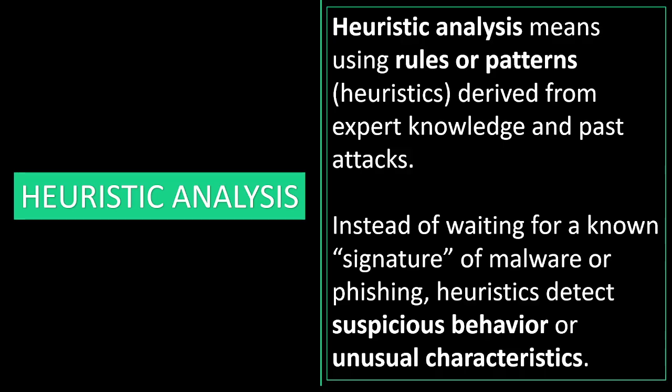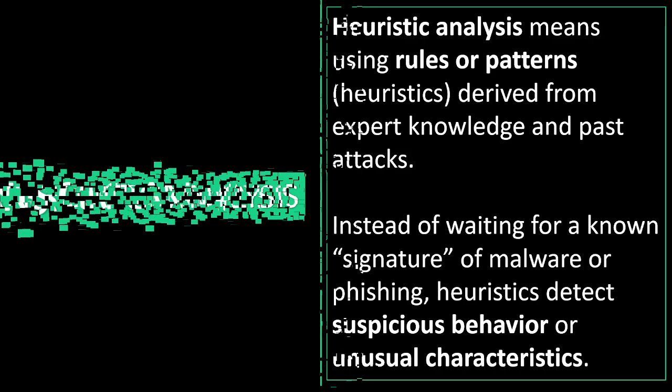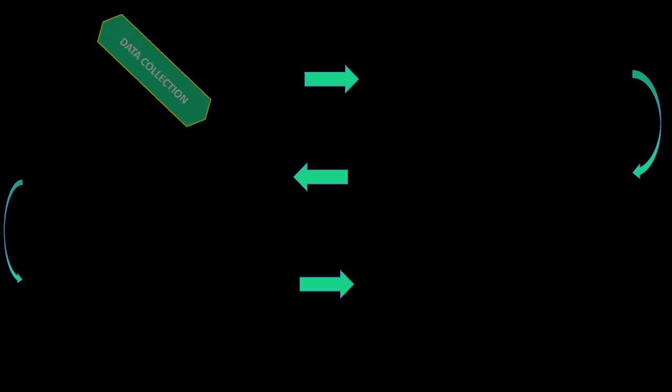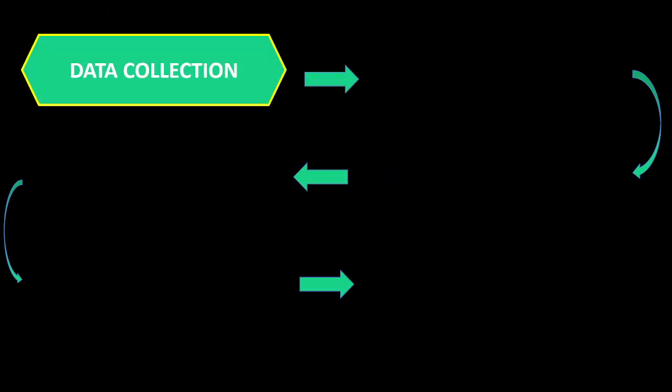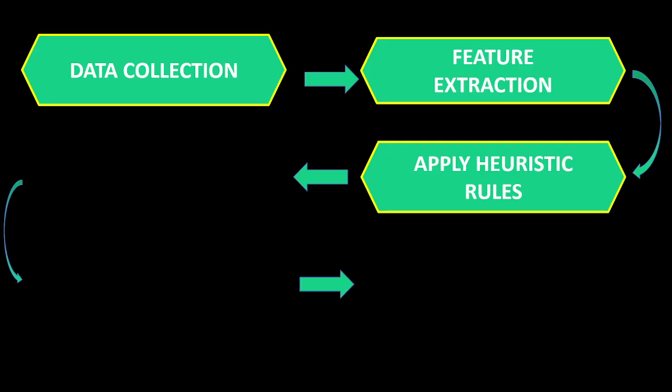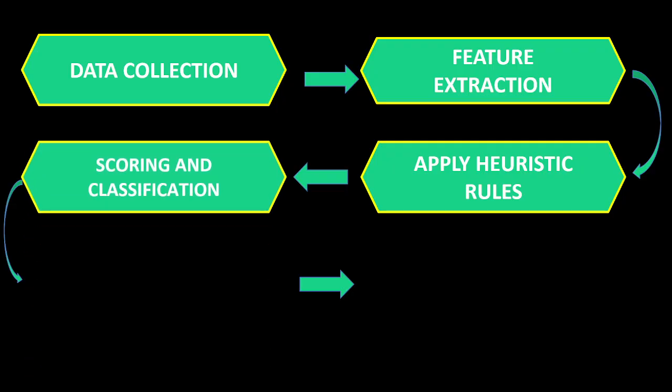Now let's see how the heuristic analysis process works. Okay, the first step is data collection, where the system gathers emails, attachments, and web content. Then you have feature extraction, which pulls out clues, suspicious words, domains, or code. Then you apply the rules, checking those clues against known patterns. Then finally you do scoring and classification. You assign a risk score. Based on that, you classify.